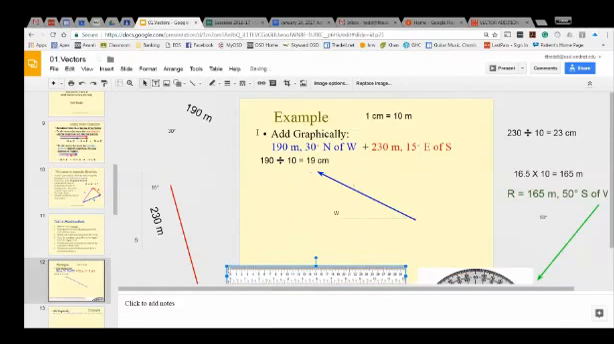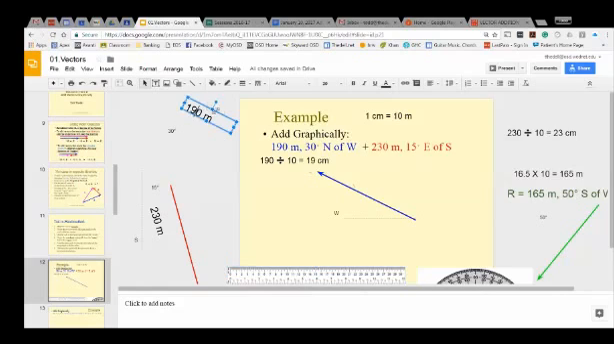Okay, done with my ruler. Okay, so now I'm going to label that. So that's the vector that I have just drawn right there, and then I'm going to measure my 30-degree angle, put that right in there. Okay, so I've drawn that, and that was the first steps that we learned in the last video.